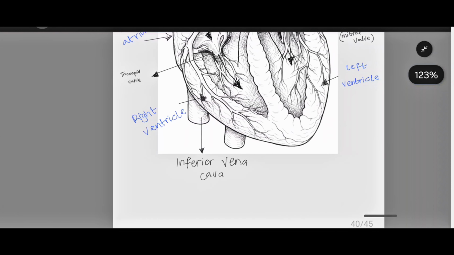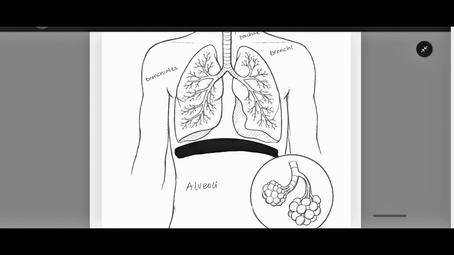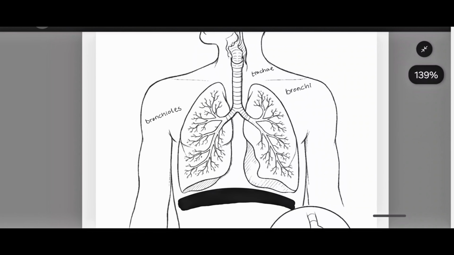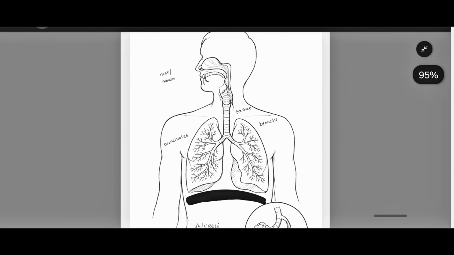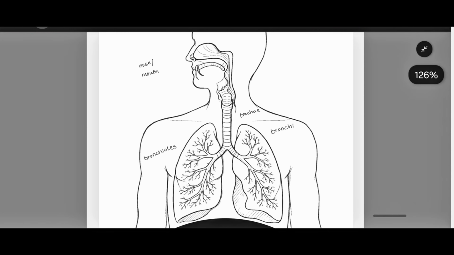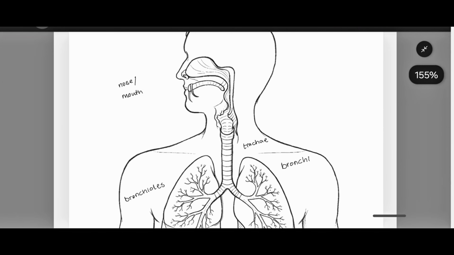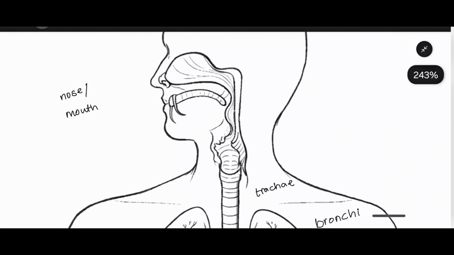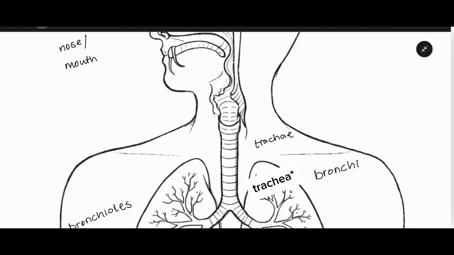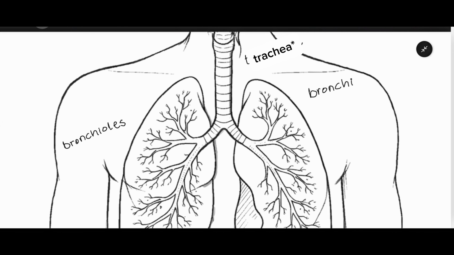Alright, we've spoken about the heart and the cardiovascular system. Let's talk about the respiratory system now. Let's talk about breathing, let's talk about air. This is what the respiratory system looks like, and these are the structures you need to know of how air moves into your body. Obviously it starts from the nose, or if you breathe via your mouth as well, it starts from the nose, mouth, then it goes down via the trachea, then it splits into the bronchi.